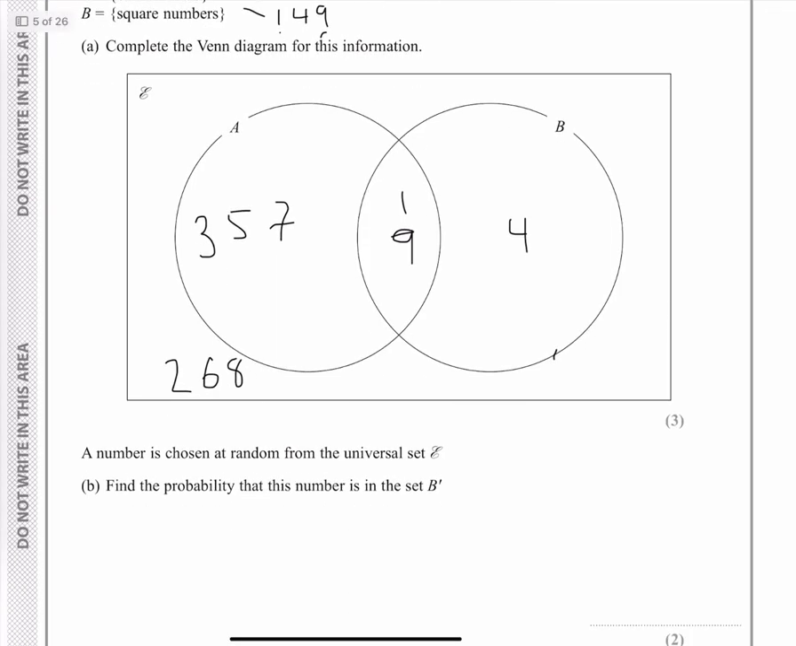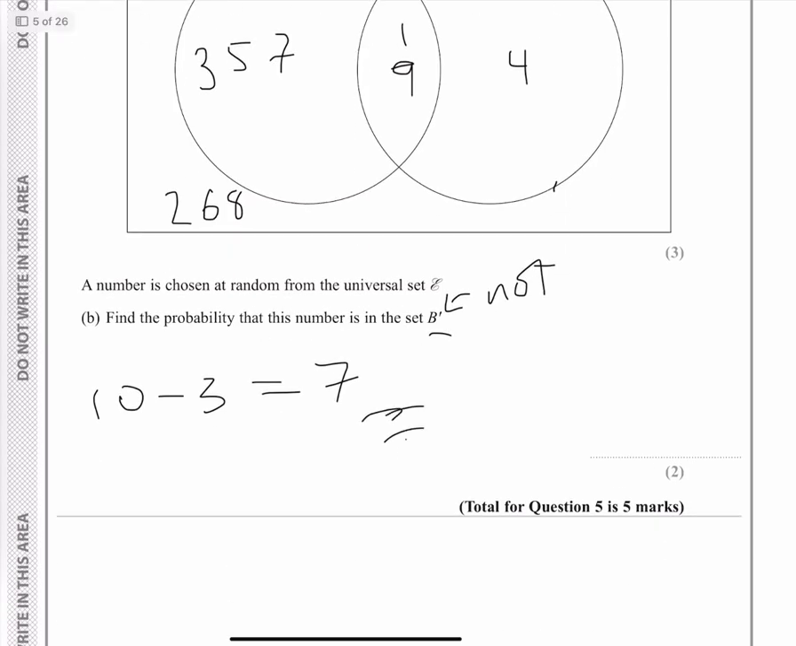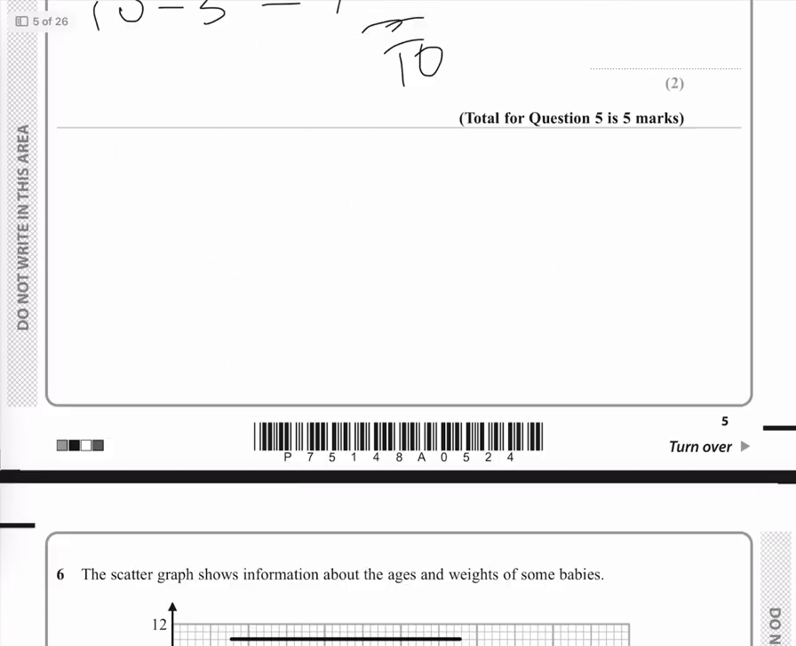Find the probability that this set is in B prime. Remember, that just means not B. How many are in B? 3. So that's 10 minus 3 equals 7, and there's 10 to pick from, so that's 7 over 10. Sorry, that's terrible writing. I'll try and do better.